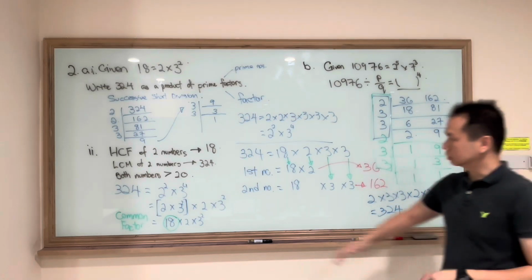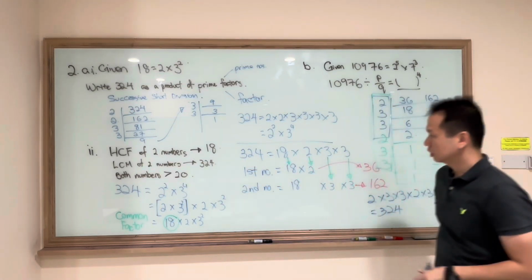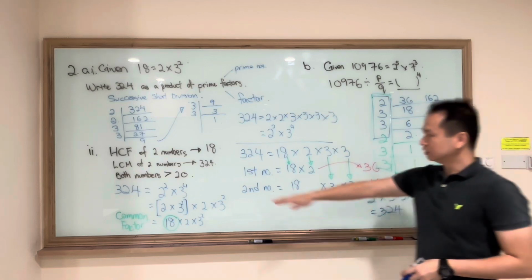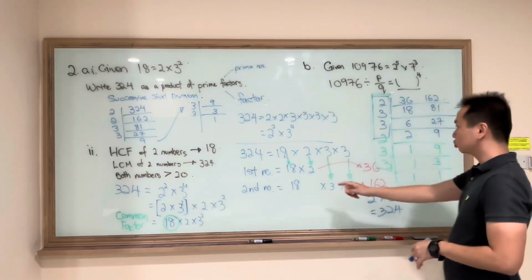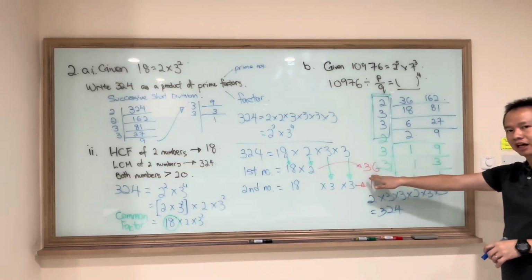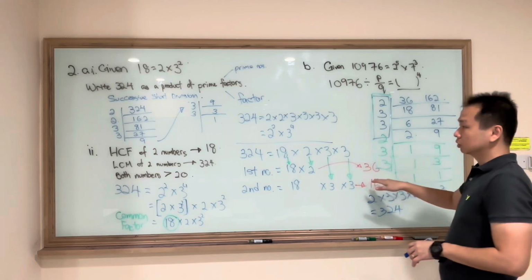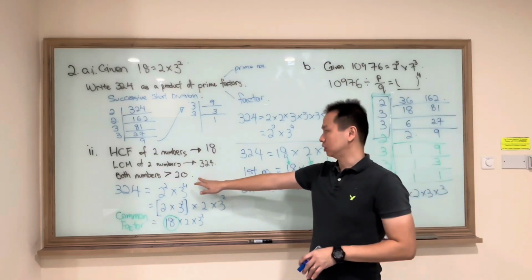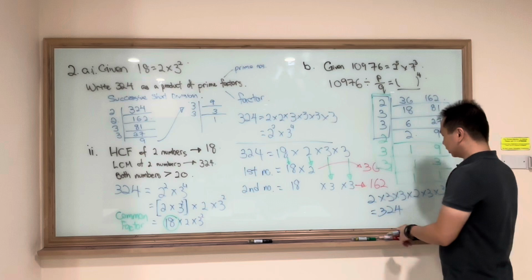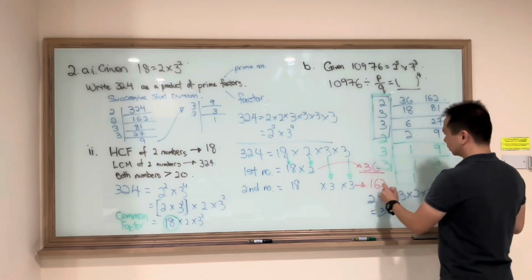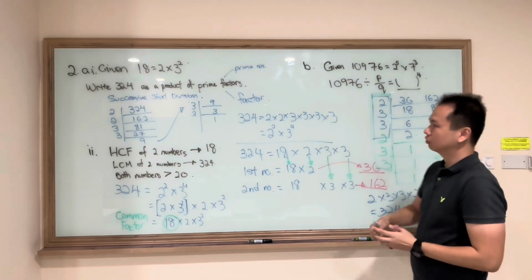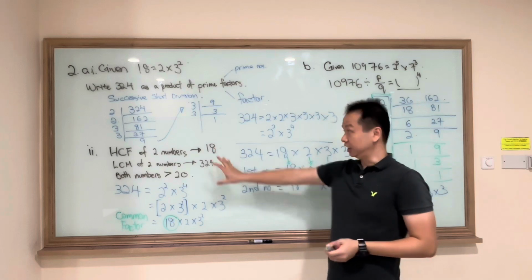So we fulfill the second condition. And the last one says both numbers must be greater than 20. So I have 36, I have 162. So it is definitely greater than 20. So these two numbers are my answer for part 2 of A.